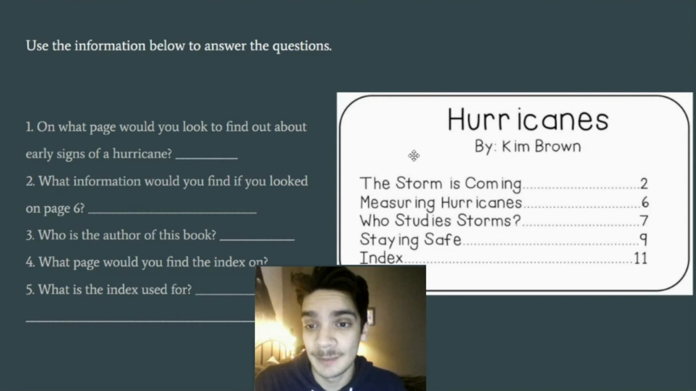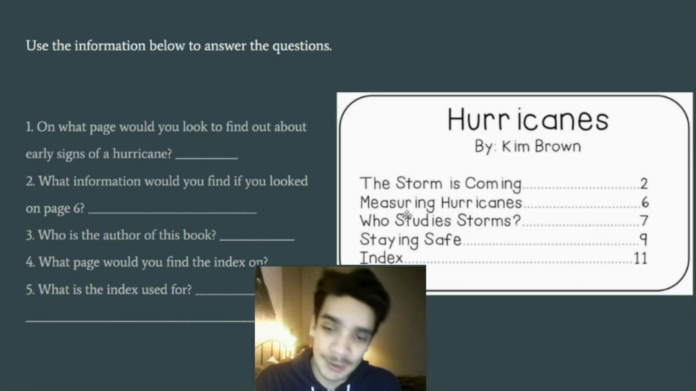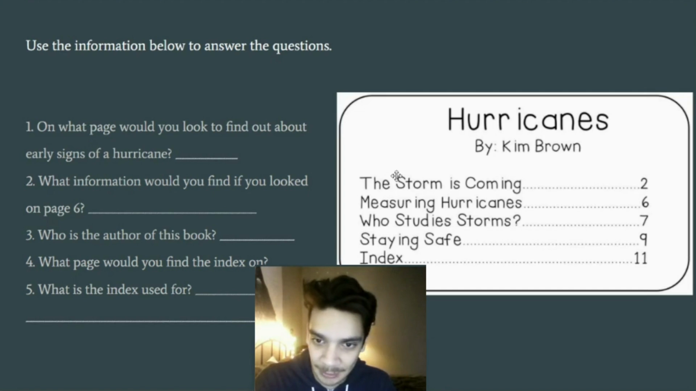The title of this book here, if you'll read it with me, is Hurricanes. The author is Kim Brown. And we see 1, 2, 3, 4, 5 different sections with their corresponding page numbers. So same thing. Let's look at the questions. On what page would you look to find out about early signs of a hurricane? Early signs of a hurricane.